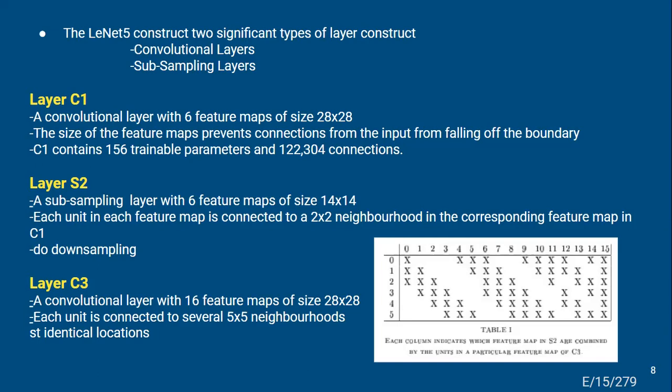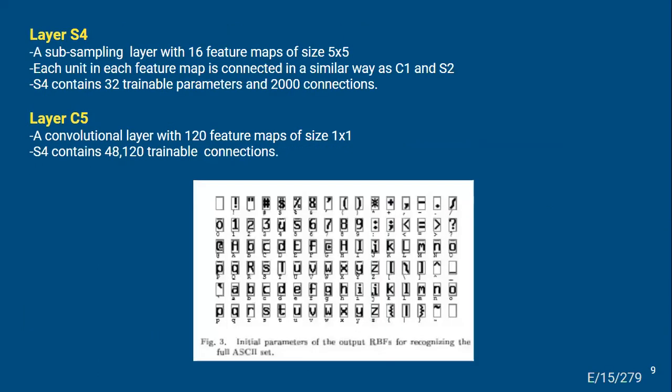If we talk about layer S4, it is a subsampling layer with 60 feature maps of size 5 by 5. Each unit in each feature map is connected to a 2 by 2 neighborhood in the corresponding feature map in C3 in a similar way as C1 and S2. Layer C5 is a convolutional layer with 120 feature maps. Each unit is connected to a 5 by 5 neighborhood on all 16 of S4's feature maps.